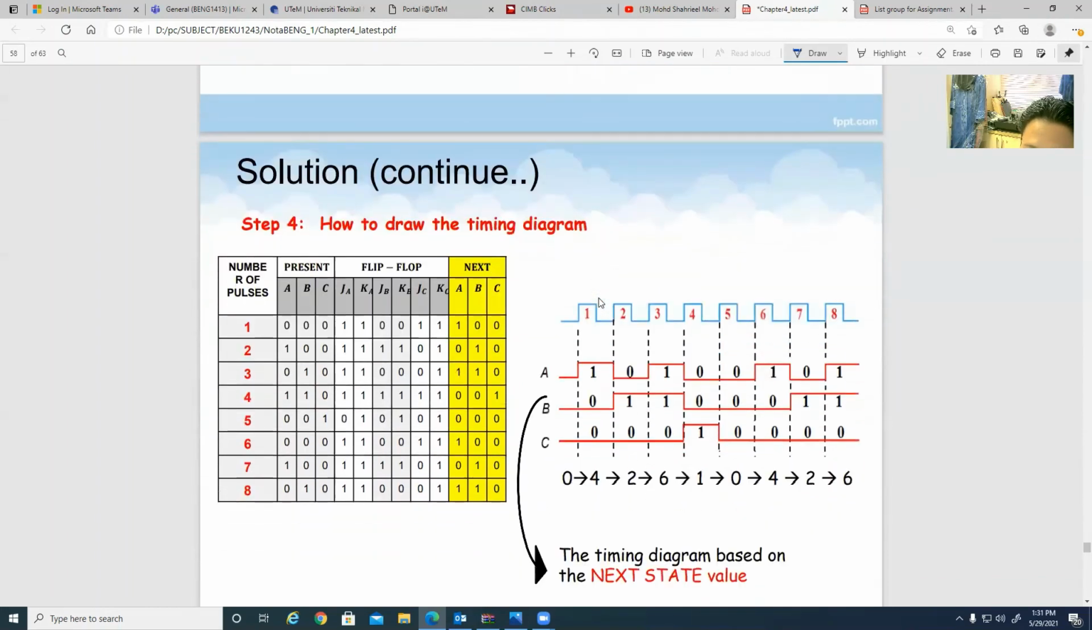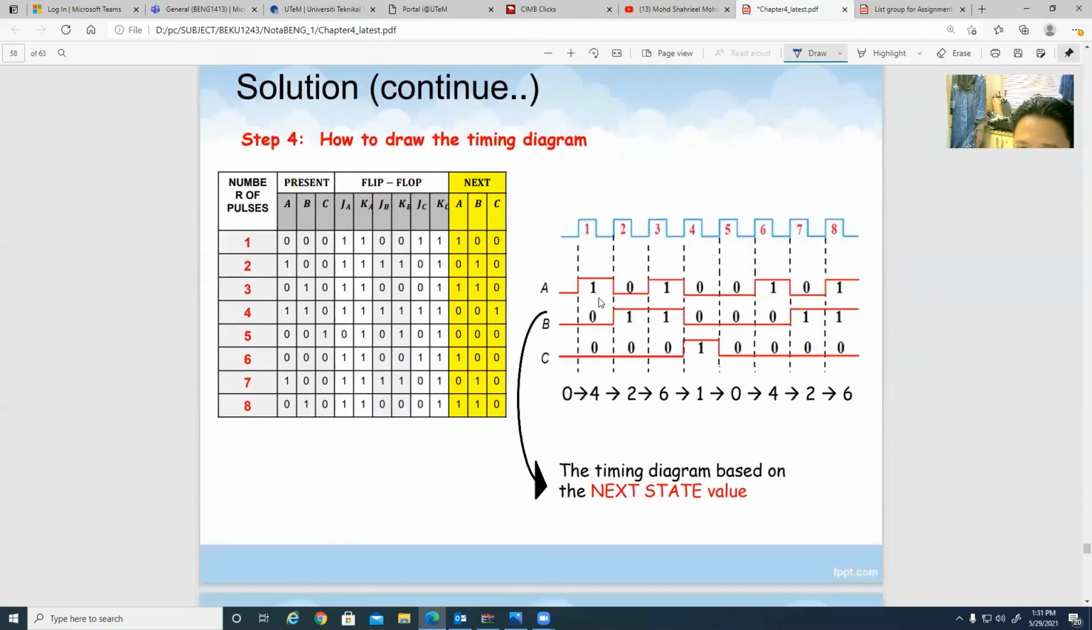Okay, if you draw the truth table based on this state, you can see starting from 0, 0, 0, this is the initial state. Then 0, 4, 2, 6, 1, 0, 2, 4, 2, 6, and so on. This will repeat again, so we can call this the irregular sequence.